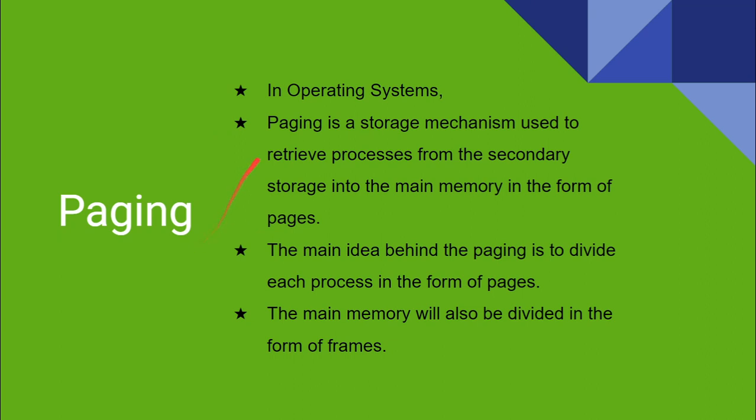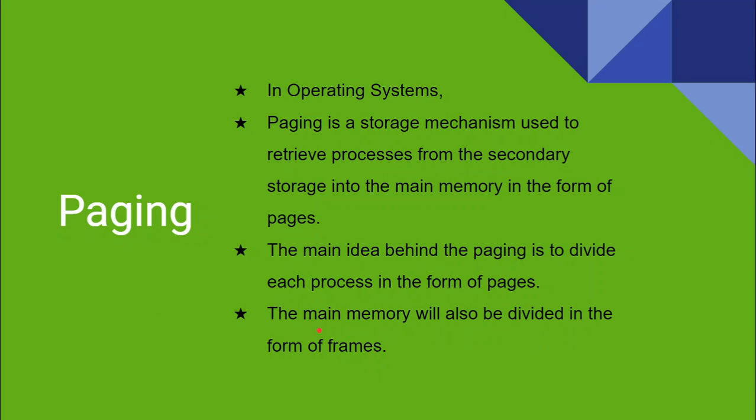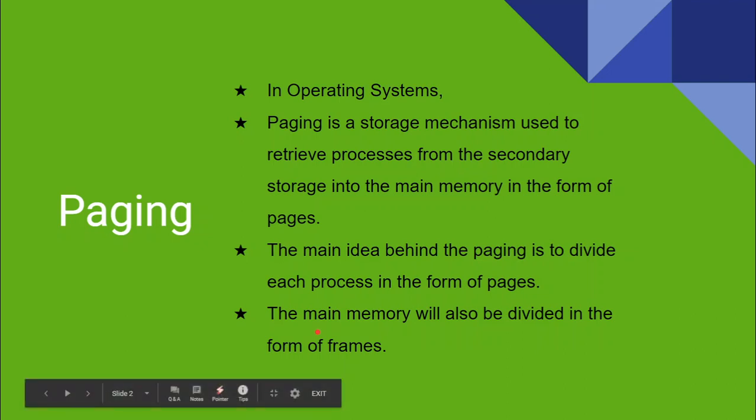First, paging is a storage mechanism used to retrieve the process from the secondary memory into the main memory in the form of pages, and in the main memory it is in the form of frames. We divide into pages and frames because it is a logical division, so that we can manage things properly. Because the process may be bigger, we cannot bring everything into the main memory, so it has to be divided into blocks of a fixed size. That is the concept of this module.